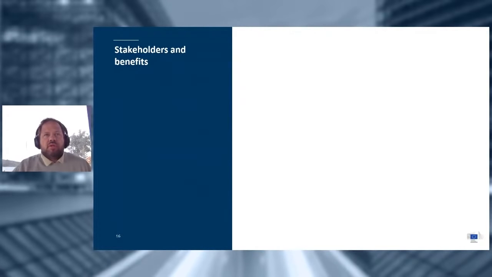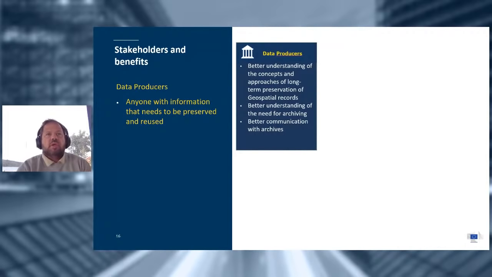Now, who is going to use this? Well, basically, in the beginning, we aim to support the major stakeholders, which are, of course, the data producers. By showing them this specification, we can show them the basic concepts and approaches for long-term preservation of geospatial records, because they're usually not aware of it. They usually think, we'll just make a backup and it will be okay. But that is not how things work, because a lot of data can be lost. So by making them aware, the archives can use the specifications to engage with the data producers and have better communication with them.